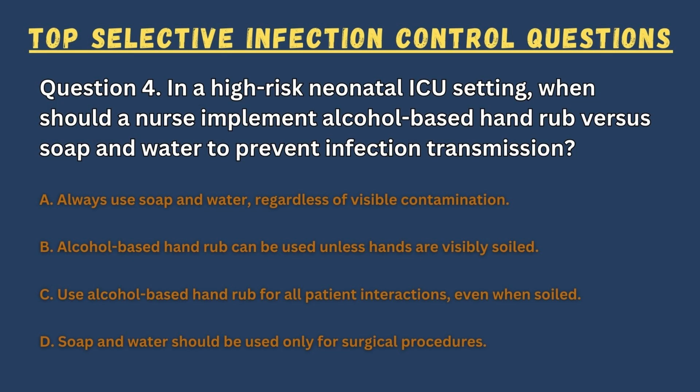Question 4. In a high-risk neonatal ICU setting, when should a nurse implement alcohol-based hand rub versus soap and water to prevent infection transmission? A. Always use soap and water, regardless of visible contamination. B. Alcohol-based hand rub can be used unless hands are visibly soiled.